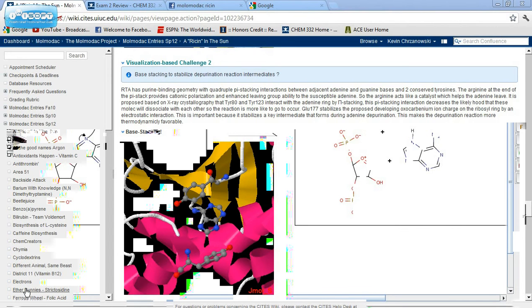Based on X-ray crystallography, tyrosine 80 and tyrosine 123 in this JMOL image here interact with adenine through pi stacking interactions. Glutamine 177 also stabilizes the oxocarbenium intermediate of the ribosyl ring. These pi orbital stabilization interactions are important because stabilization of key intermediates is what drives the reaction forward. This makes the depurination reaction more likely to occur.